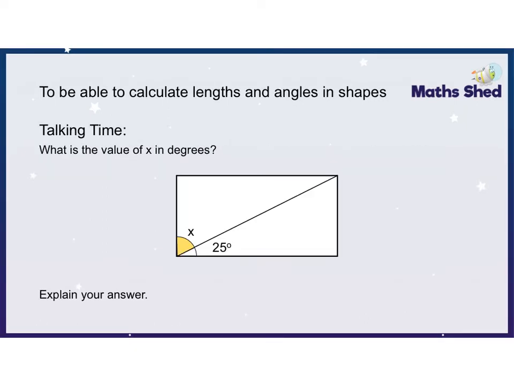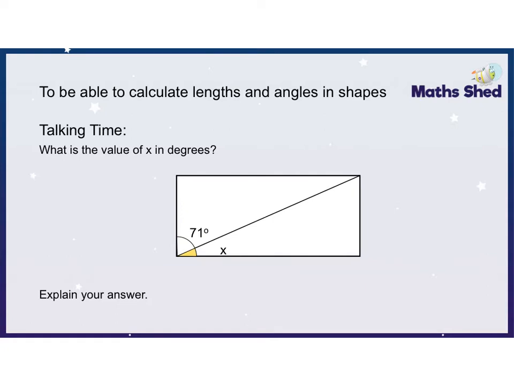Okay, so what is the value of x in degrees? Again, it's a rectangle. We know the properties of a rectangle. Each vertex is 90 degrees. Okay, it has 4 right angles. So we know that this angle is also a right angle. It's 90 degrees. They've told us that this part of it is 25. So 90 minus 25 would leave us with 65. So x must equal 65 degrees. Make sure you put that sign in.